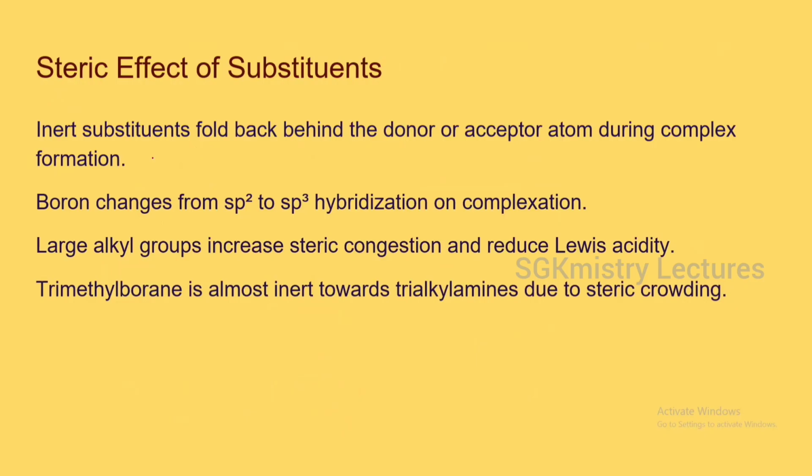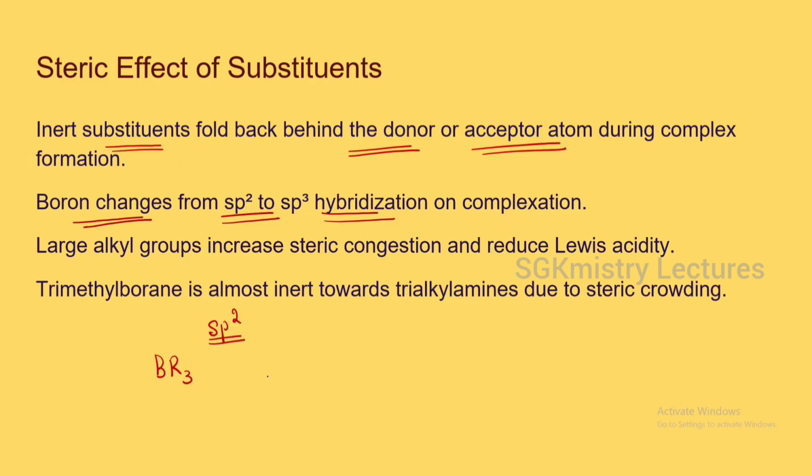Next, talking in detail about the steric effect, I'm going to speak about the B strain or the back strain. Inert substituents fold back behind the donor or the acceptor atom when the formation of complex takes place. In the case of boron, it changes from sp2 to sp3 hybridization when it forms a complex, right? If I take BR3, where R is an alkyl group, first of all it will be sp2 hybridized, with a planar, trigonal planar structure. When it forms an adduct, it changes to sp3 hybridization.